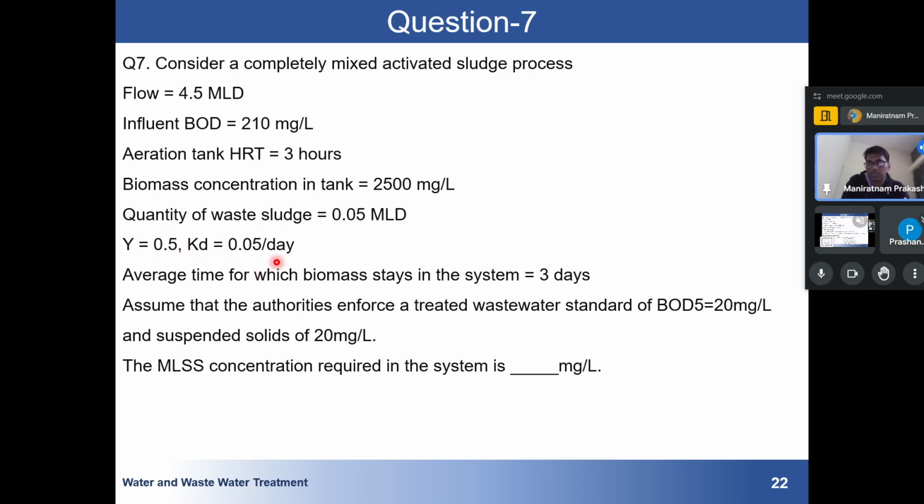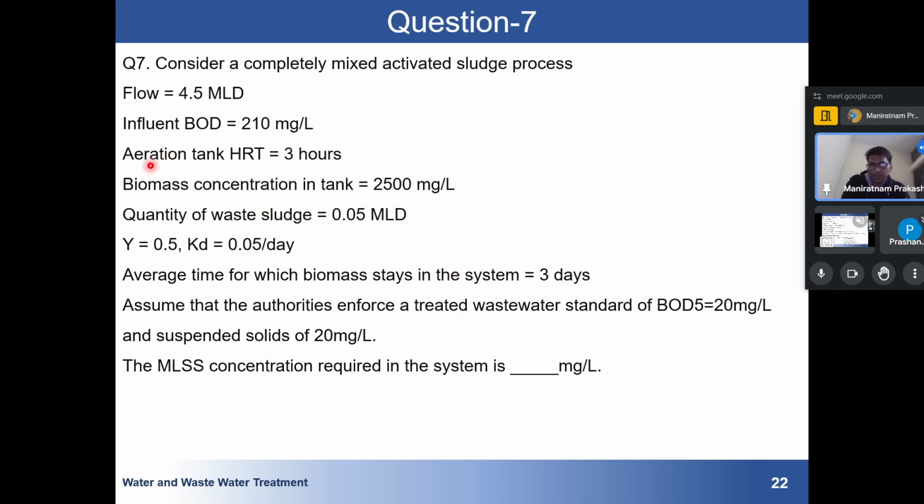Then there is the degradation constant, kd. Remember, this organic matter will degrade at some rate, and that rate is kd equals 0.05. This has also been discussed in your class. The average time for which biomass stays in the system is 3 days.